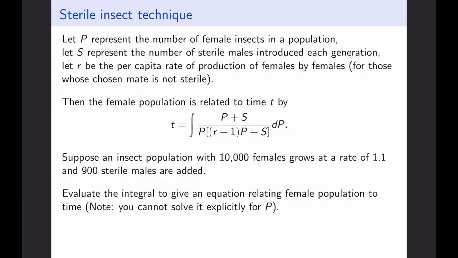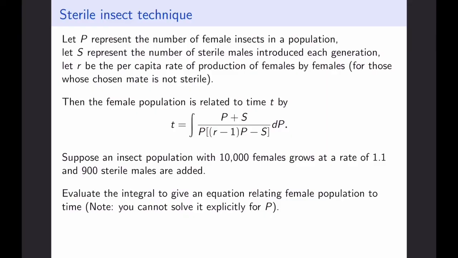P here will represent the number of female insects in a population. Now, the number of female insects actually only grows with production of females by females. And therefore, we would like R to represent the per capita rate of that production. Now, S will represent the number of sterile males that are introduced within each generation. The number of sterile males, of course, doesn't change because whatever females produce, if they produce a male descendant, the freshly produced male descendant will be non-sterile.